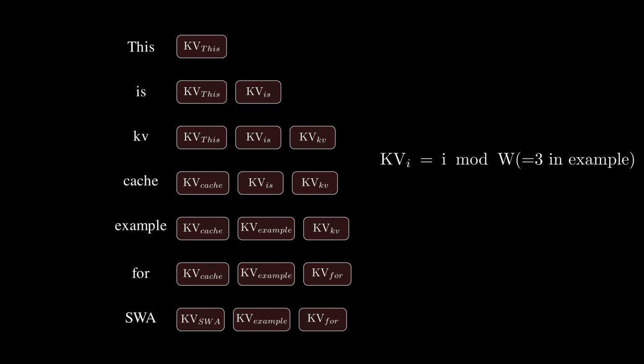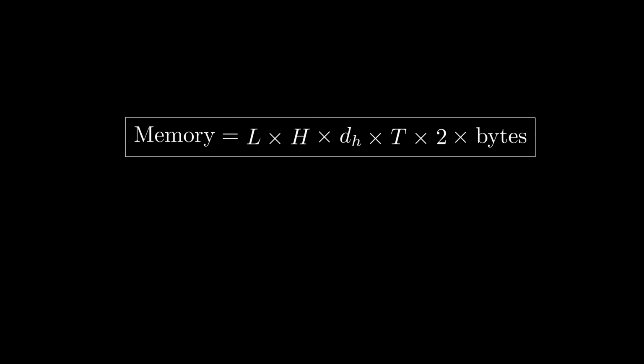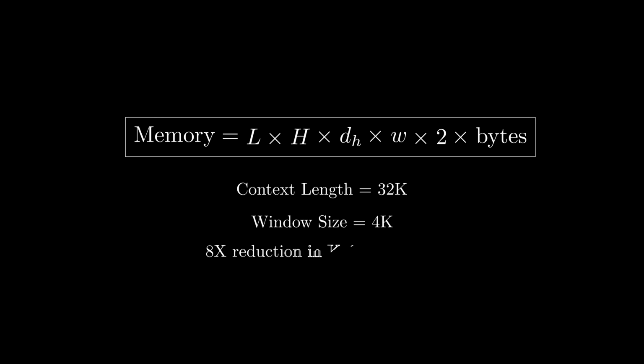Now remember that KV cache memory scales with number of layers times number of heads times head dimension times sequence length times 2 times bytes per value. With sliding window attention, instead of storing KV values for all T previous tokens, we only store them for W tokens. So on a 32K token sequence with a window size of 4K, sliding window attention reduces KV cache memory usage by roughly 8x, while still maintaining strong model performance.